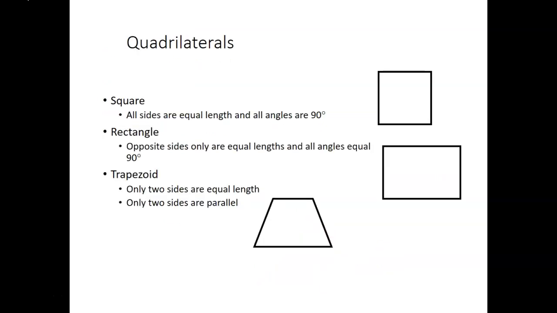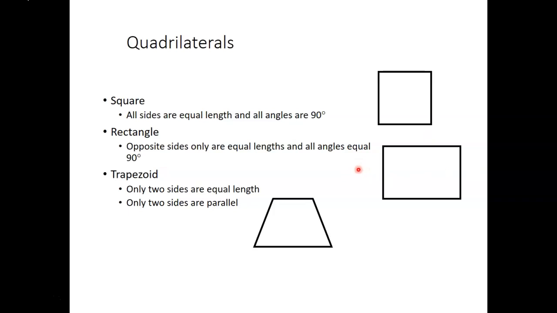Quadrilaterals, 4-sided figures. The one everybody knows right off the bat, of course, is a square. For it to be a square, all sides have to be equal and all angles have to be 90 degrees. For a rectangle, opposite sides only are equal. All angles are still 90 degrees, but opposite sides only. Now, I know some people will say that a square can be a rectangle. If we include the word only in there, it cannot. A square has all sides equal. A rectangle only has opposite sides equal. So just sort of remember that.